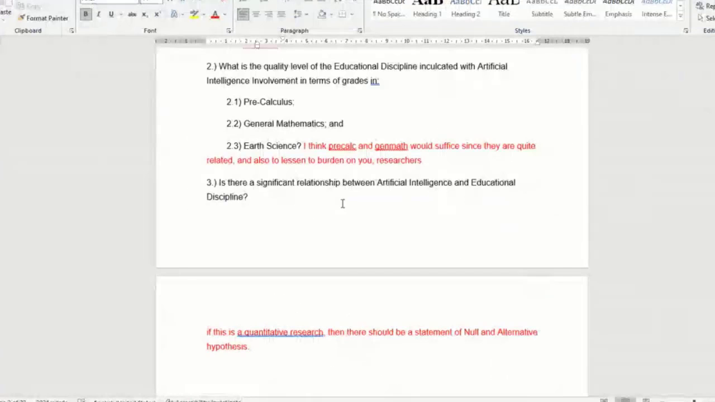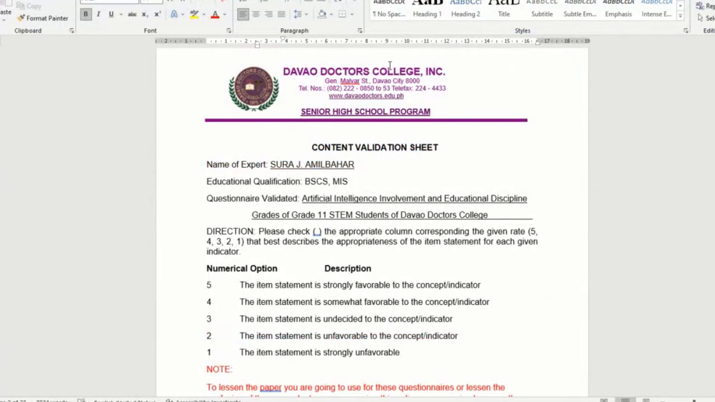Now let me show you, because somebody actually asked me before to become a validator, to validate her questionnaire. This was a questionnaire validation for somebody who was studying in Davao Doctors College Incorporated, and the title of her research paper is Artificial Intelligence Involvement and Educational Discipline Grades of Grade 11 STEM Students of Davao Doctors College.